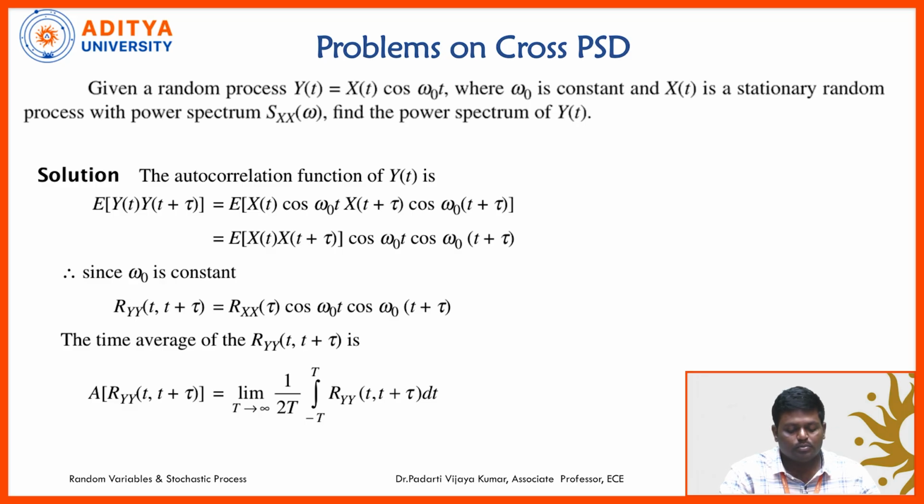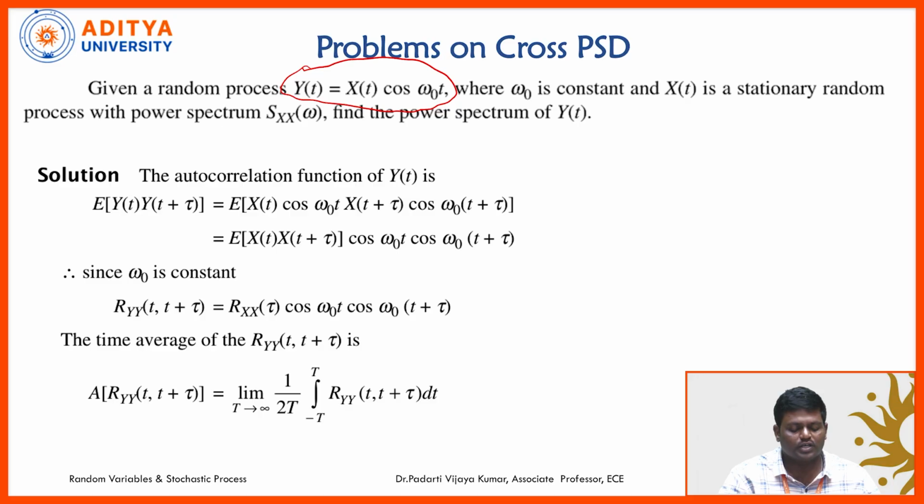Let us see one problem on how to compute the power spectrum when two different random processes are involved and one random process is a function of another random process. Now see here, given a random process y of t is a function of another random process x of t into cos omega naught t, where omega naught is constant, x of t is a stationary random process with power spectrum Sx of omega, then we need to compute the power spectrum of y of t. So first we will compute the autocorrelation function, later on we will compute the power spectrum of y of t.